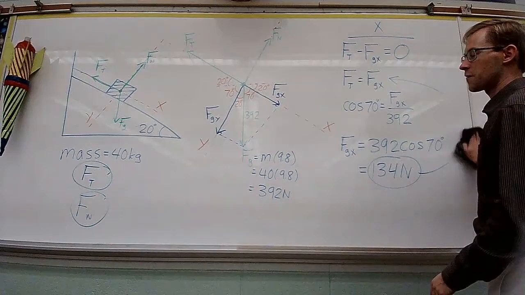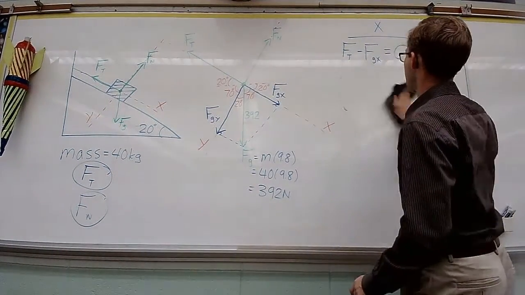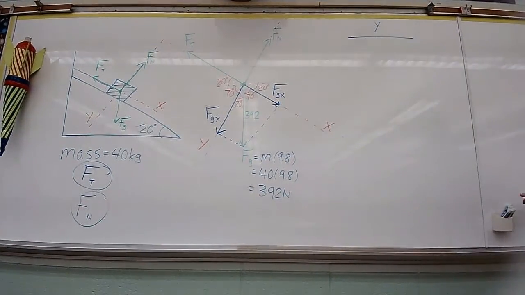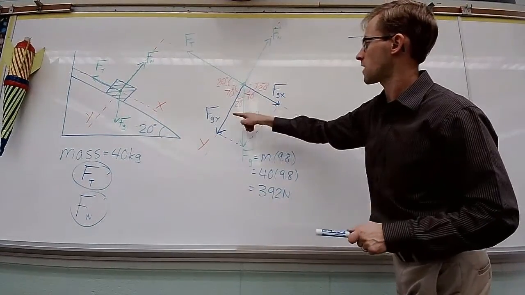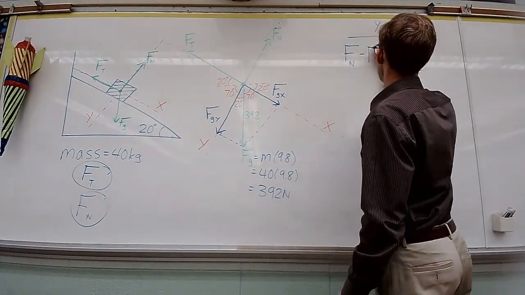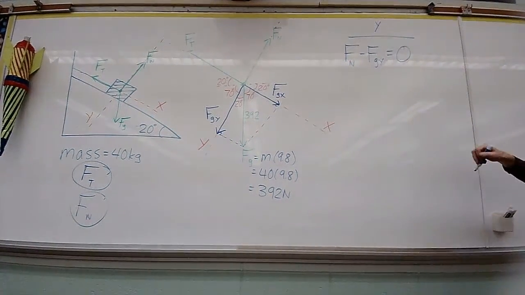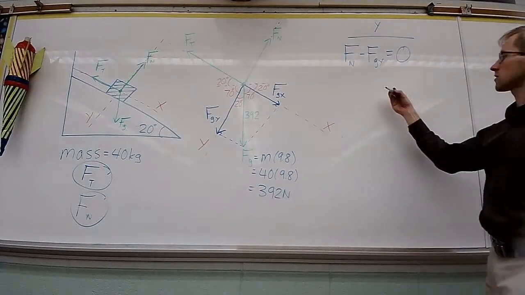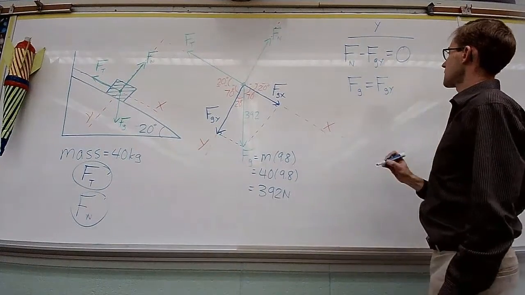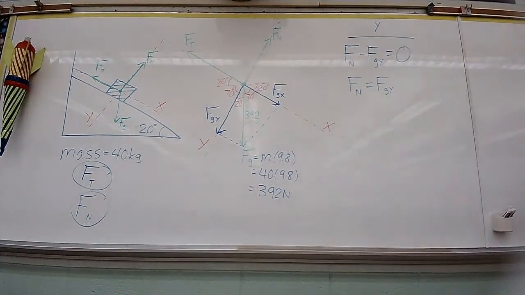So now we got to solve for the other thing. We got to solve for the normal force. And this is done in the exact same way. So if we're looking at the y direction now, we've got normal force up, force of gravity in the y direction down. So we subtract the two, and we set it equal to 0. So if I want to solve for normal force, it's just going to be equal to FGY.